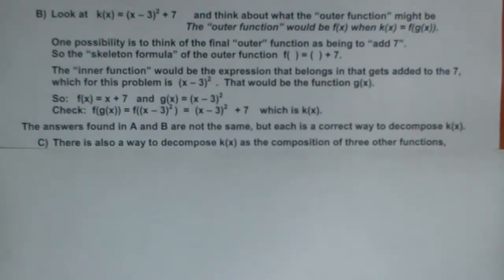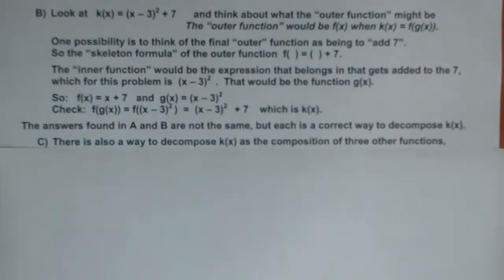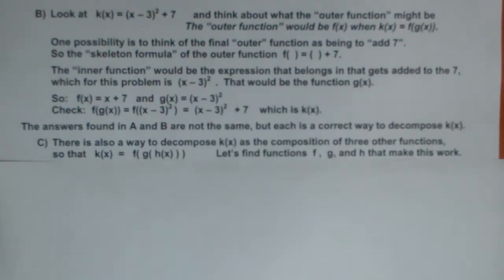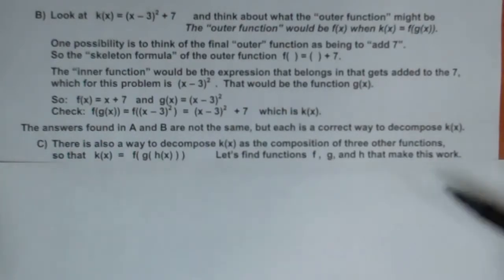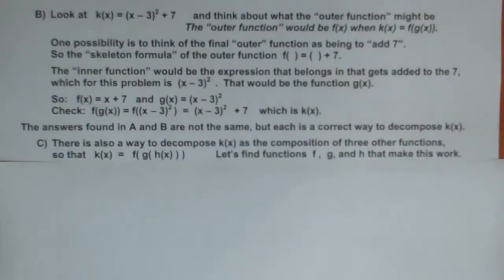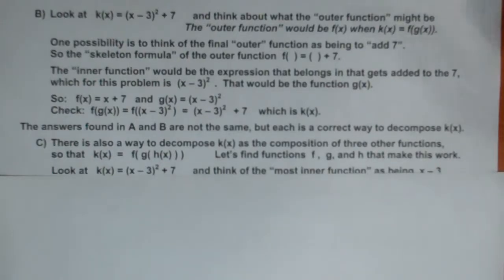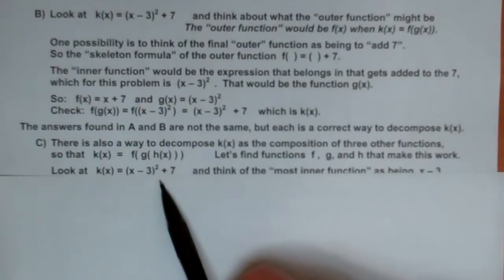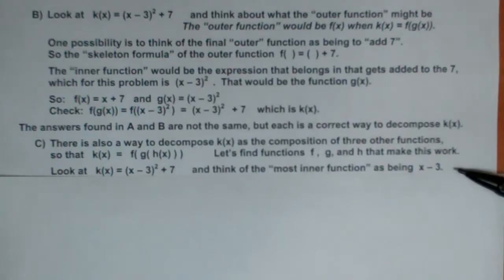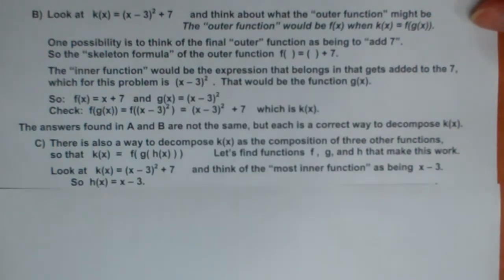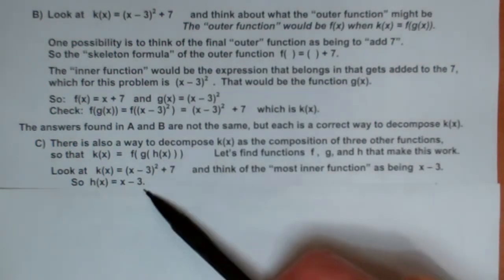There's actually a way to decompose the function k of x as the composition of 3 other functions, so that k of x would equal f of g of h of x. Let's find functions f, g, and h that would make that work. Look at the original function k of x equals (x minus 3) quantity squared plus 7. Think about what's the most inner function. The first thing that's getting done to the x is x minus 3, so 3 is getting subtracted. That would be the inner function. The h of x would be x minus 3.